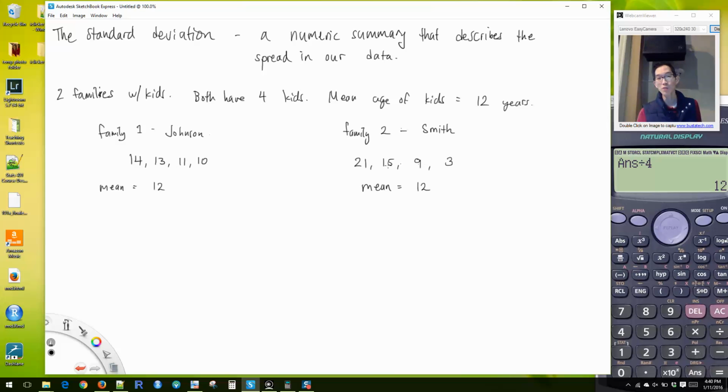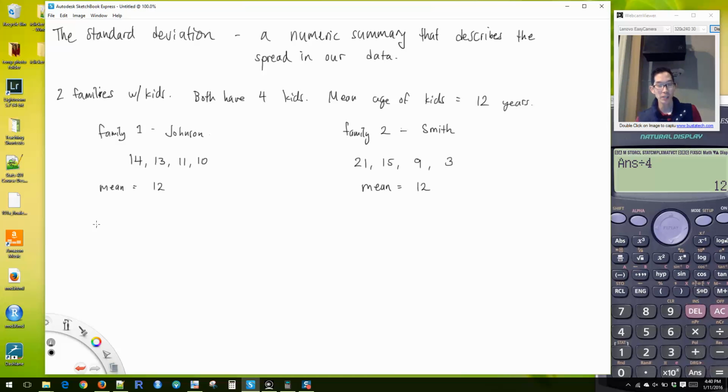But in the Smith family, it's a very different picture. You've got a 3-year-old running around at the same time as a 9-year-old, and someone in high school, 15, and a 21-year-old. So maybe this person's off to college. Who knows? This is very, very different.